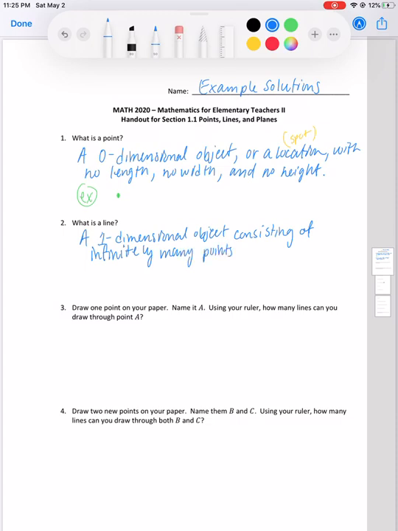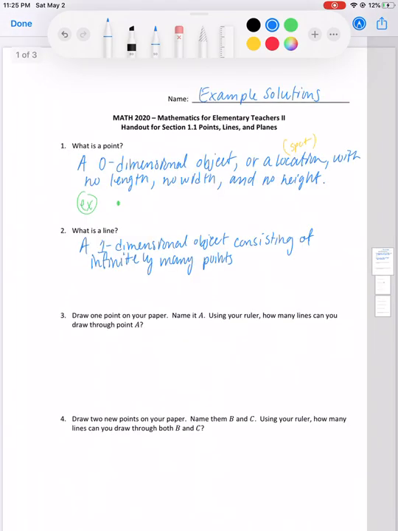And it doesn't have any thickness. So it is without thickness, and it extends forever in both directions. And so there's only one dimension to think about here.